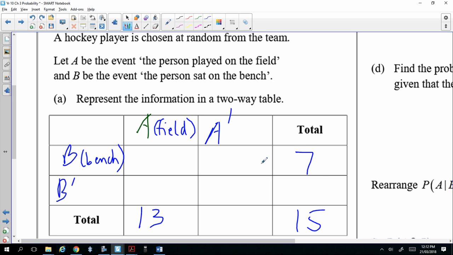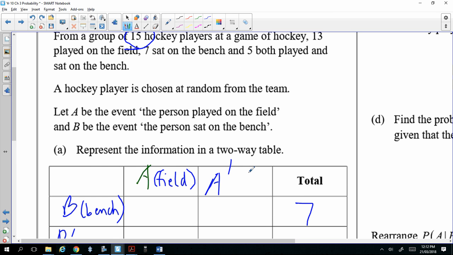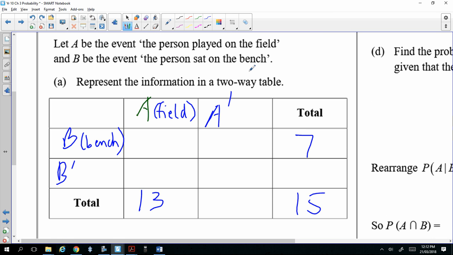And the last information they gave you is 5 play both on the field and bench. Once you fill this in, it's just a matter of subtraction, because once the table is written this way, you can subtract. So 7 minus 5 is 2, which means 2 play on the bench, not on the field. And 13 minus 5 means 8 are on the field, but not on the bench. Then we subtract these, you get 2 here, and 8 there.